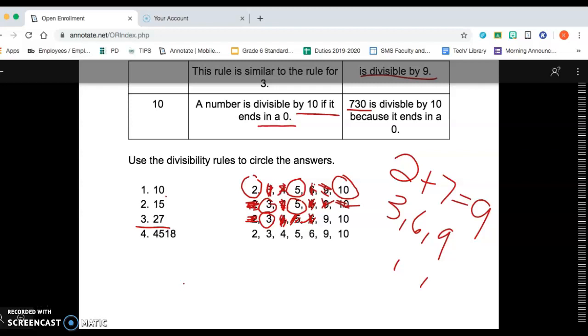9, so again, we add up the numbers, so 2 plus 7 is 9, and it has to be a multiple of 9. Well, it is a multiple because remember it's 9, 27, and you can keep going. So it is a multiple of 9, so that counts. And then 10, it has to end in a 0. This does not, so 10 does not count.